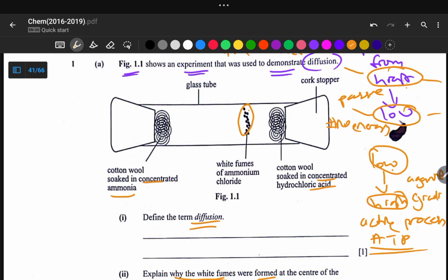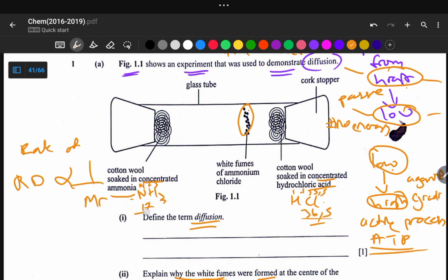Graham's law of diffusion says that the rate of diffusion is inversely proportional to the molecular mass. So here we have ammonia, which is NH3, and then we have hydrogen chloride or hydrochloric acid. The mass for ammonia is 14 plus 3, right, to give us 17. And for hydrogen chloride it is 1 plus 35.5 to give us 36.5. So this one is lighter, and this one is heavier, right? So ammonia will diffuse faster compared to hydrogen chloride, because hydrogen chloride is heavier.